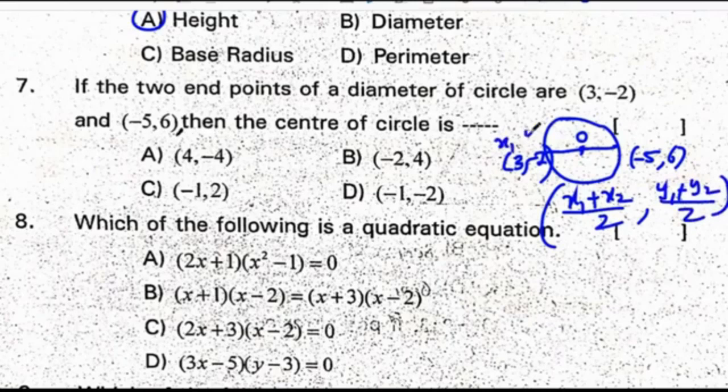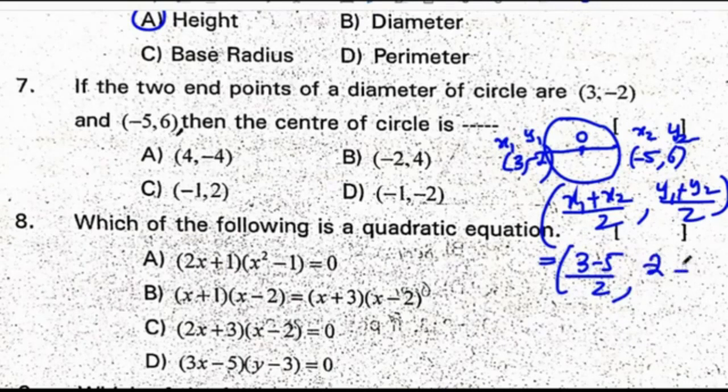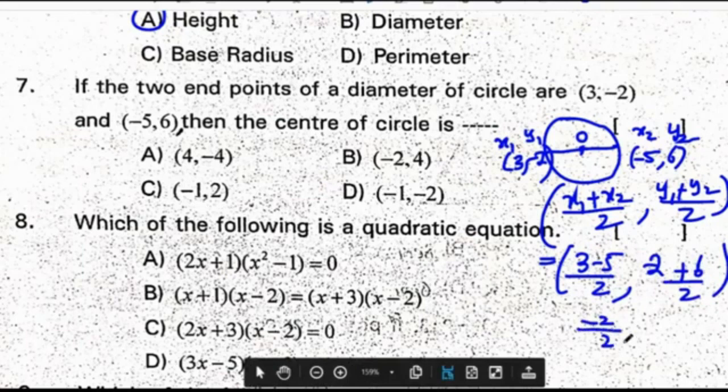The midpoint formula we know: (x1 plus x2) by 2, (y1 plus y2) by 2. Here (3, -2) is represented as x1, y1, and (-5, 6) as x2, y2, and replace in the formula. x is (3 - 5) by 2, y is (-2 plus 6) by 2. So 3 - 5 is -2 by 2, and 4 by 2, which is nothing but (-1, 2). So the correct option is C, (-1, 2).